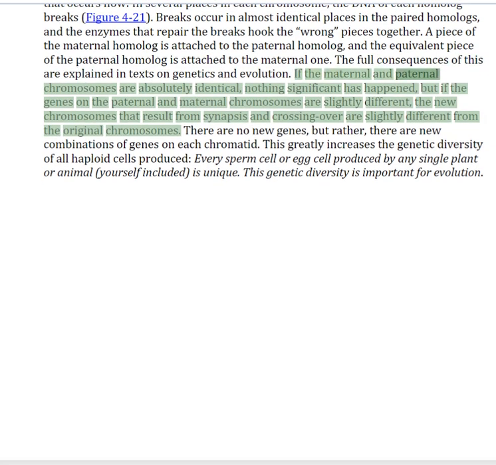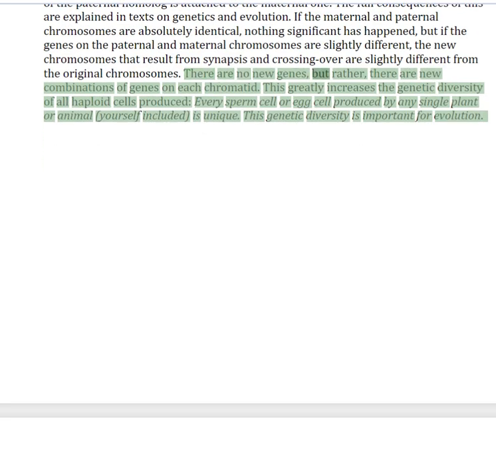If the maternal and paternal chromosomes are absolutely identical, nothing significant has happened, but if the genes on the paternal and maternal chromosomes are slightly different, the new chromosomes that result from synapsis and crossing over are slightly different from the original chromosomes. There are no new genes, but rather, there are new combinations of genes on each chromatid. This greatly increases the genetic diversity of all haploid cells produced. Every sperm cell or egg cell produced by any single plant or animal is unique. This genetic diversity is important for evolution.